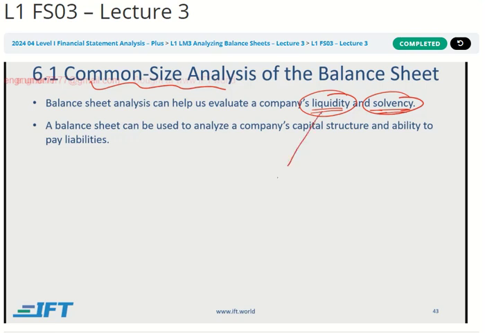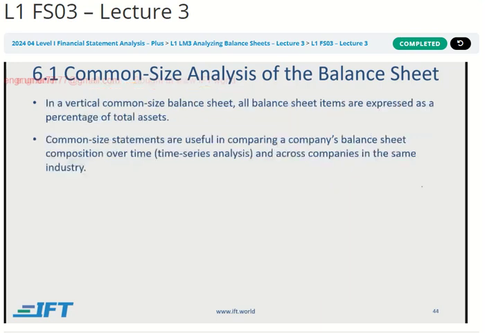Liquidity is our ability to meet our current liabilities in the short term, and solvency is our ability to meet our long-term liabilities. Right. So all assets and balance sheet items, that is your liabilities and equity, will be expressed as a percentage of total assets. And similar to the common size statement for the income statement, the common size statement for the balance sheet is also very useful for comparing companies in the same industry. So you can compare the ratios of different companies in the same industry and over time as well.